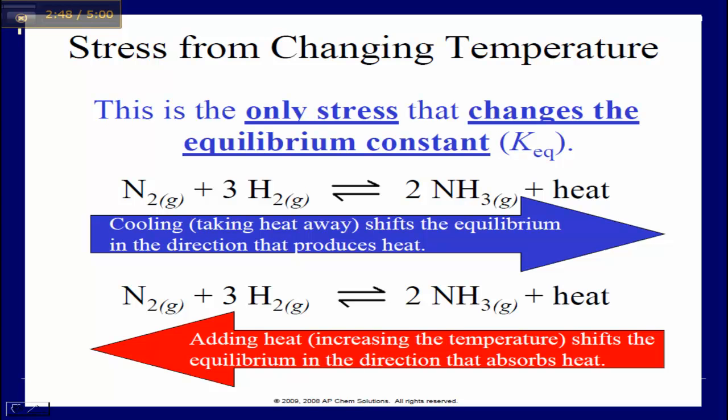Now, temperature is the only stress that changes your equilibrium constant value. If you take away heat, it shifts the equilibrium in the direction that produces heat. So if you have, this is an exothermic forward reaction, so if you cool it down, you're going to make it shift toward the heat. If you increase the heat, you're going to make it shift away from the heat.